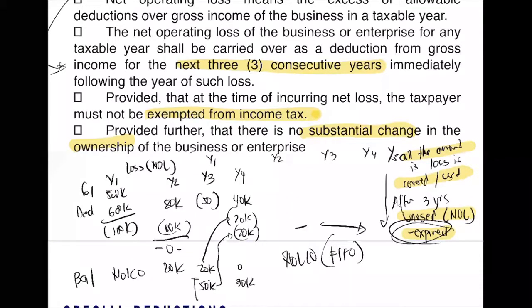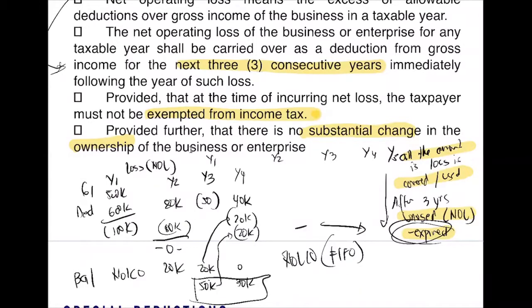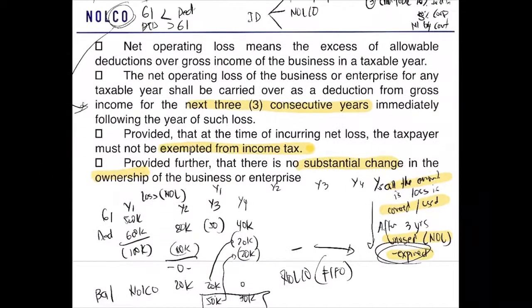So meron pang 30,000 on the NOLCO from year 3. Okay? So you just apply it first in, first out for your NOLCO. What are the rules again for your NOLCO? It must be applied for the next 3 consecutive years.